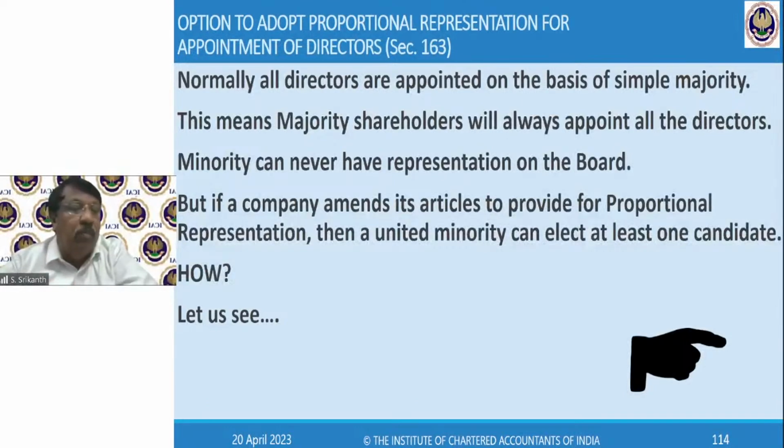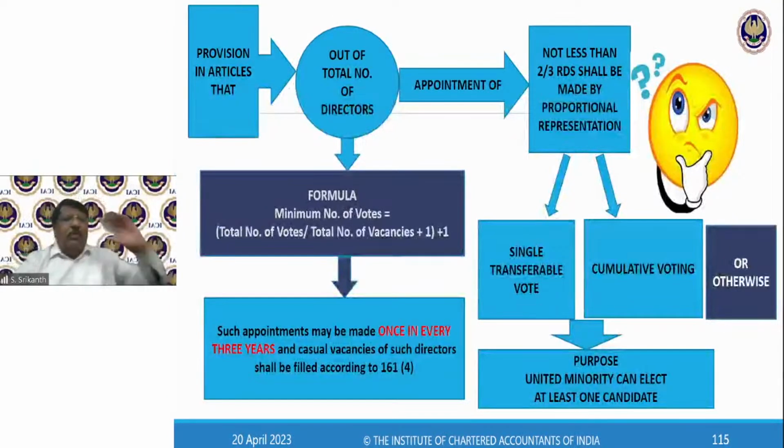Sections 241, 242, powers of 242, you will understand what I'm saying. At that time, relate to this topic. When you see it, I will tell you, the tribunal will invoke this provision of proportional representation. So the articles provide for proportional representation. Now, out of the total number of directors, appointment of not less than 2/3 shall be made by proportional representation. So the remaining directors will still be permanent, or people who are not liable to retire by rotation.